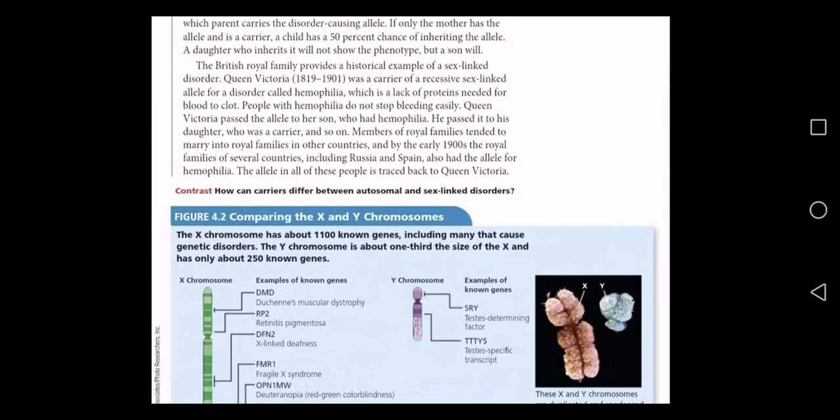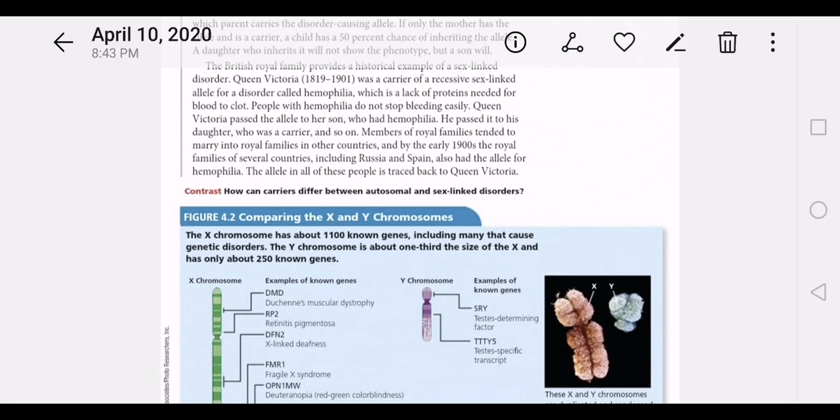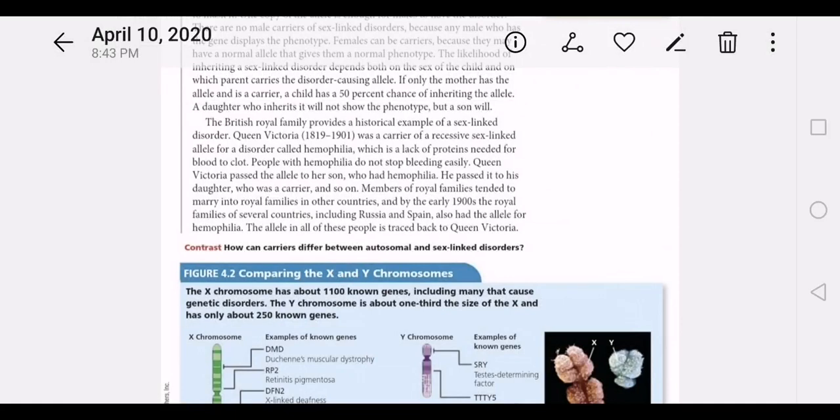A very famous example of sex-linked gene problems is a disease called hemophilia. Hemophilia is a disease or a disorder that causes blood to be difficult to clot. Hemophilia is a lack of proteins needed for blood clotting.